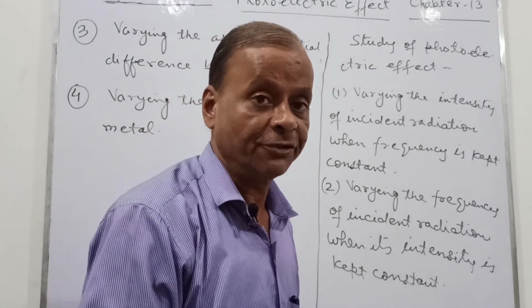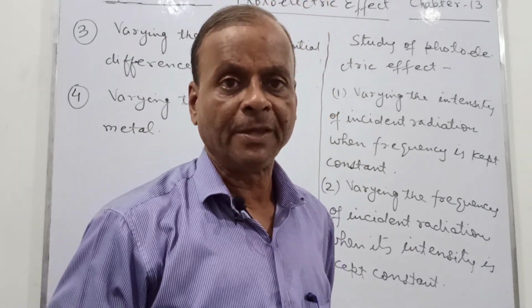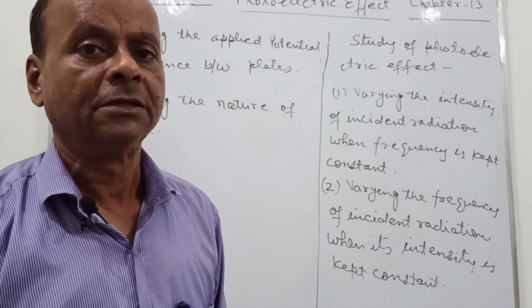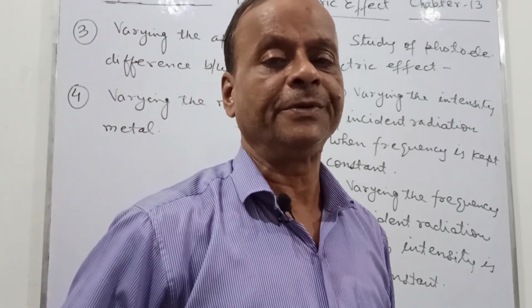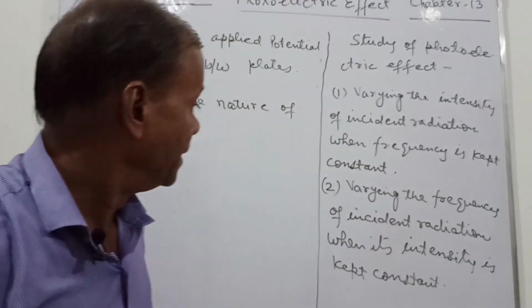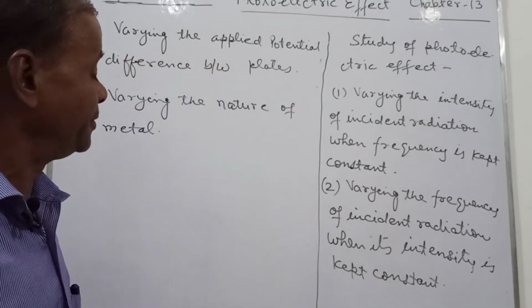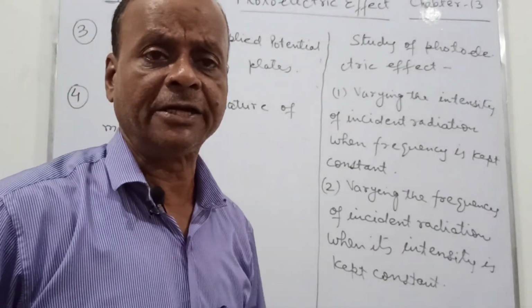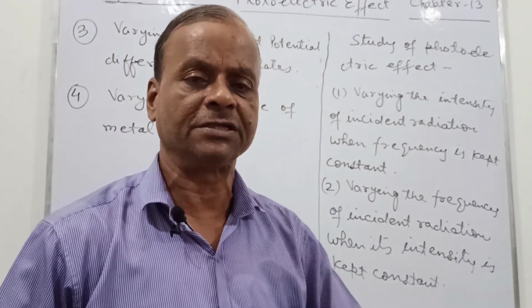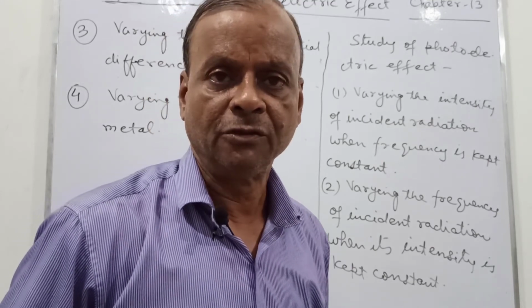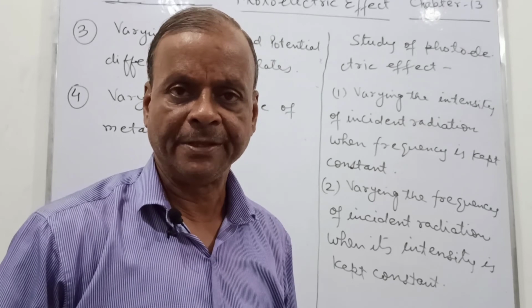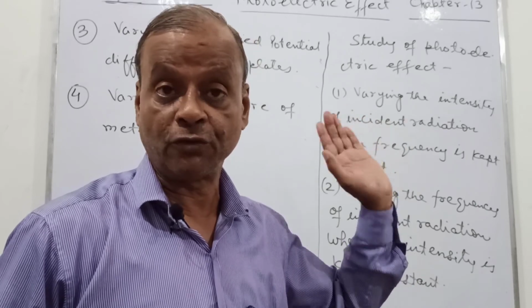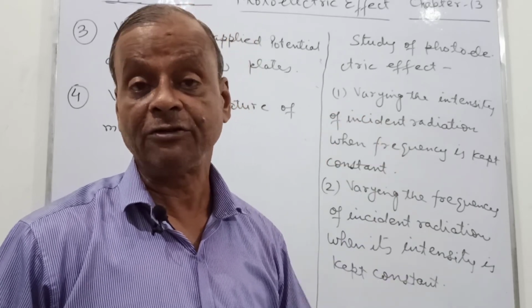So these are the four ways in which the photoelectric effect can be studied. First, varying the intensity and keeping the frequency constant; second, varying the frequency and keeping the intensity constant; third, varying the applied potential between the plates; and fourth, varying the nature of the metal. That means we take different metal plates and then study the photoelectric effect. What will happen when the metal is changed? These are also factors upon which the photoelectric effect depends. That I will tell you in the next video.